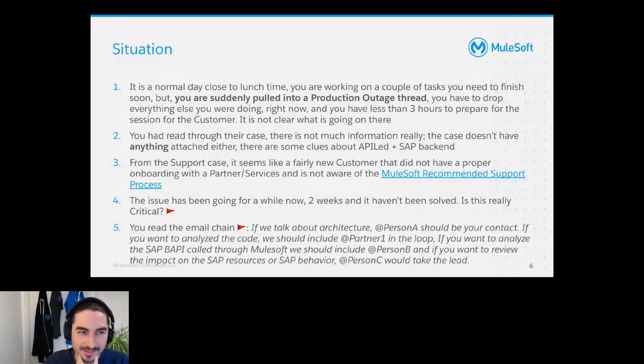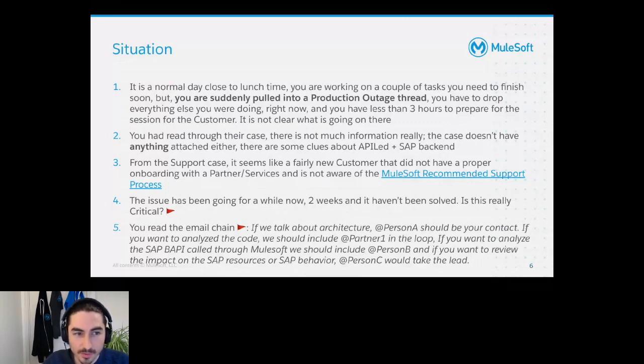Then what happens next? In point number 2, you can see you read through the case. There is not much information anyways, and the case doesn't have anything attached to it. There are some clues about API-led applications and some SAP backend. On point number 3, from the support case, you can tell that this customer is fairly new to MuleSoft and they did not have a proper onboarding. This onboarding could have been done with a partner, with a business partner, with MuleSoft professional services, but in this case, our customer doesn't even know about the MuleSoft recommended support process.